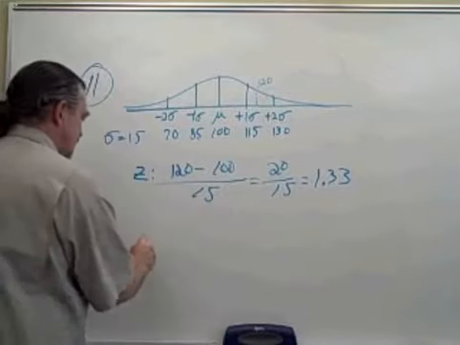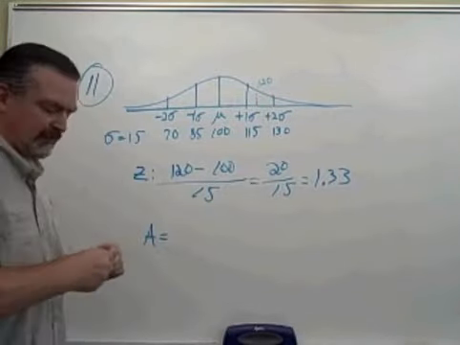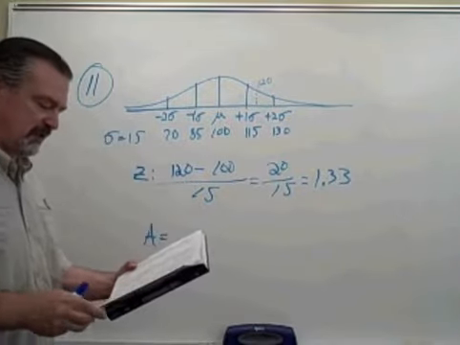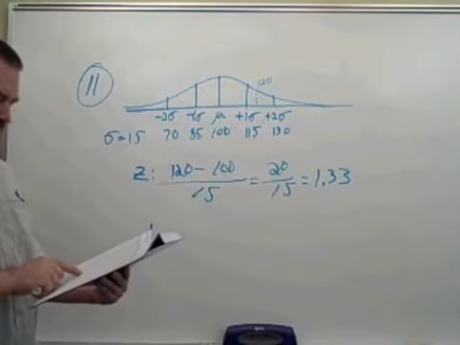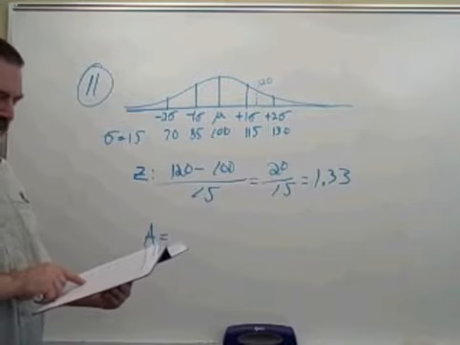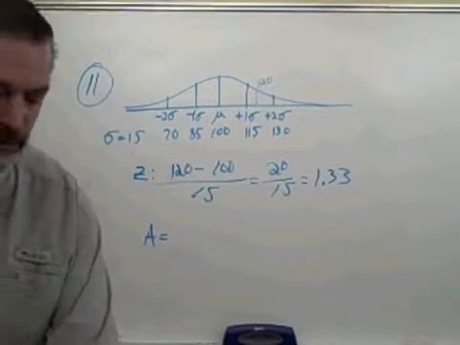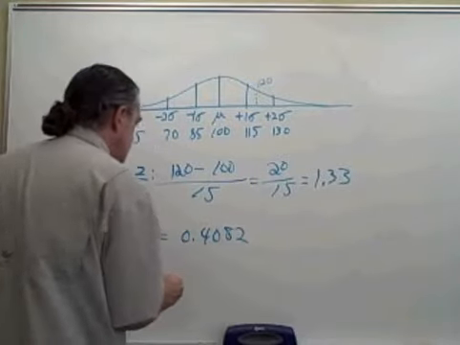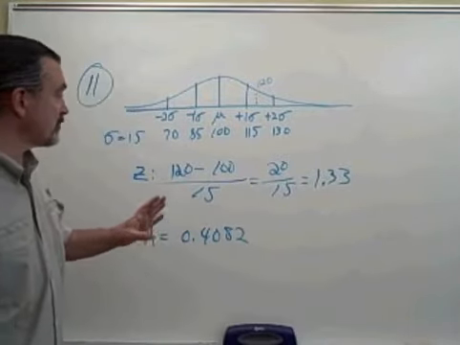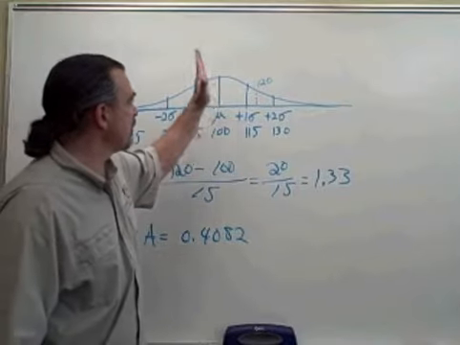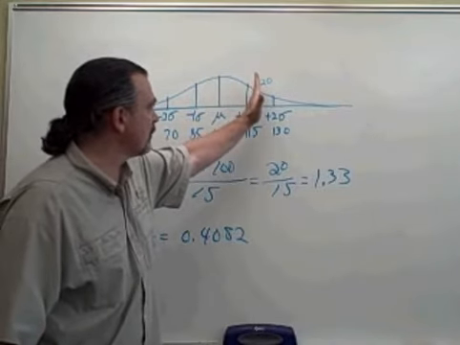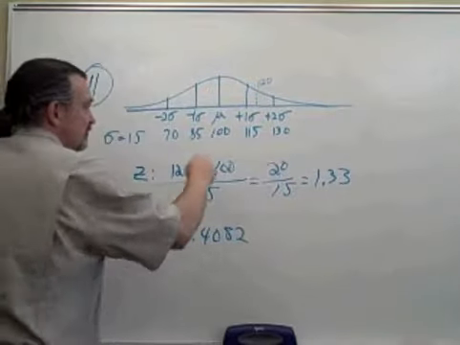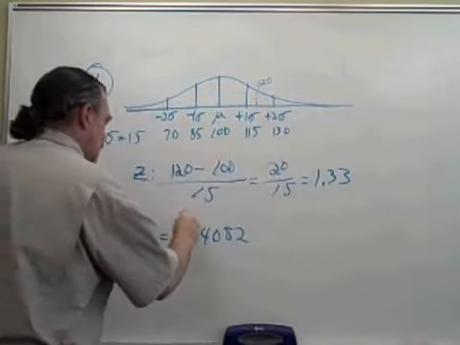If we then go to the back of our text to find the chart, and we look for the 1.33 z-score, that gives us a value of 0.4082. But remember, the chart always gives us area from the mean to the score. So we'll have to subtract that from 0.5 to find the area that we are interested in.